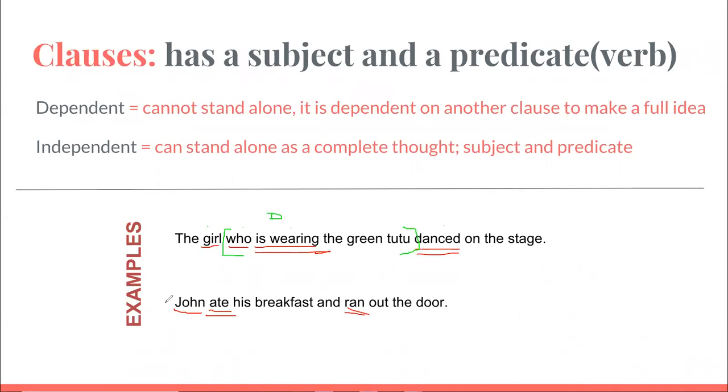Okay? John ate his breakfast and ran out the door. There are no relative pronouns and there are no subordinating conjunctions in here. Therefore, there are no brackets. But we do have a subject and two predicates, and we have a complete thought. So this one is our independent clause.